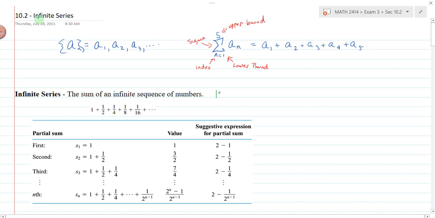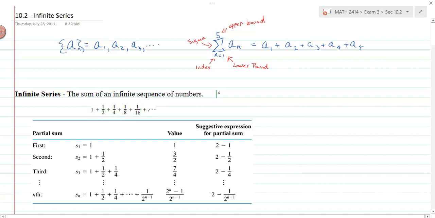In 10.2, we're going to be looking at infinite series. And an infinite series just replaces that upper bound with an infinity. When you're expanding out an infinite series, you're going to put this ellipsis at the end to show that it's going off to infinity. So the sum of an infinite sequence of numbers is going to be called an infinite series.